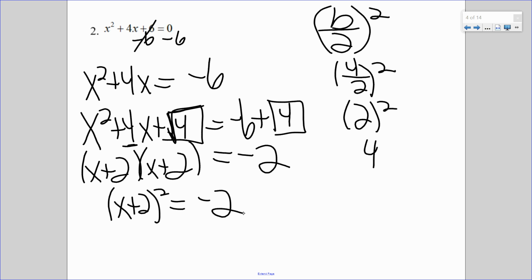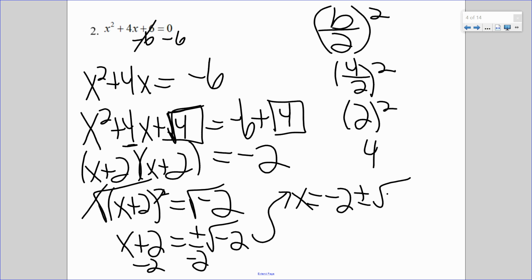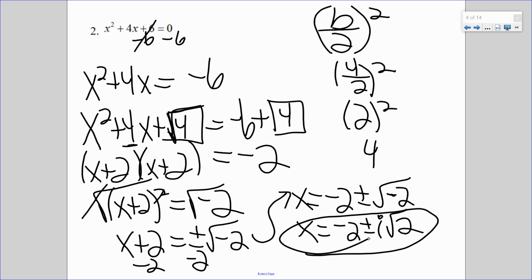Now to solve this equation, to get rid of the square, I take the square root of both sides. The square and the radical cancel, and when you take the square root of something, it's plus or minus. Isolate the x by subtracting 2 from both sides. I get negative 2 plus or minus radical negative 2. The final step, if possible, is to reduce the radical. Well, I can't do much, but that negative inside the radical should not be inside the radical. It comes out, it becomes an i. That's your answer.